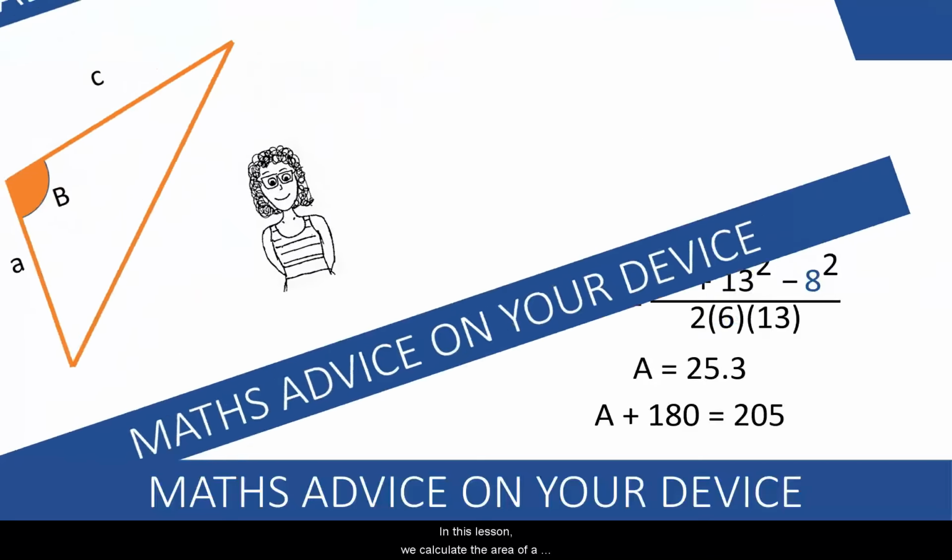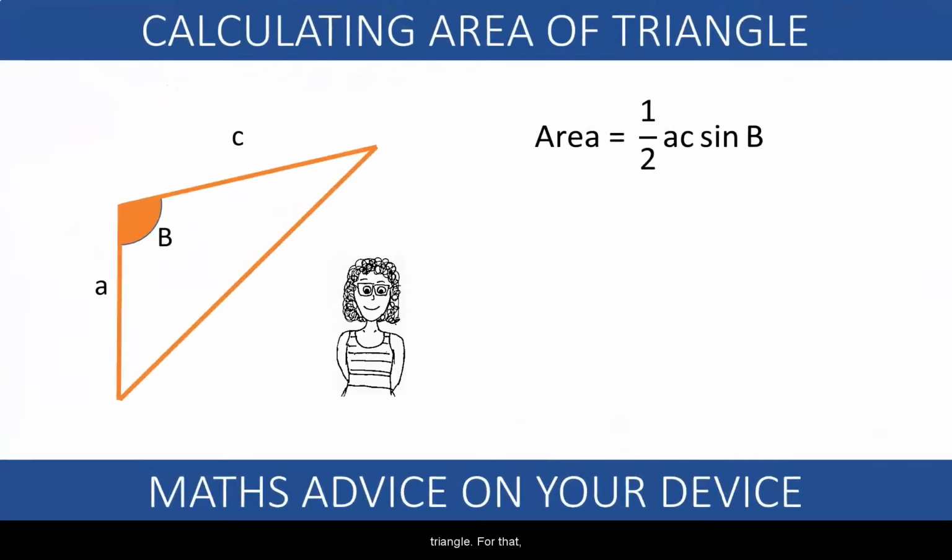In this lesson, we calculate the area of a triangle. For that, all we need is two sides and the angle between them. For example, in this triangle, we know the length of two sides, 12 and 11 centimeters, and the angle between them, 105 degrees.